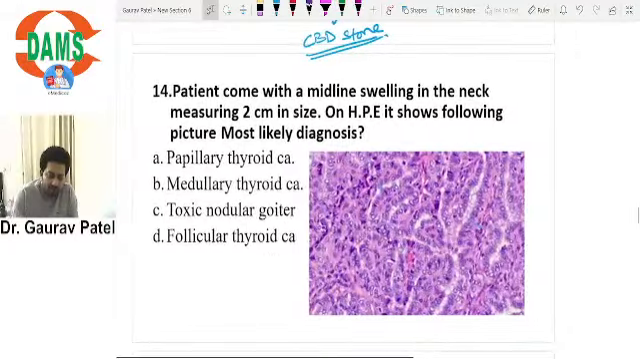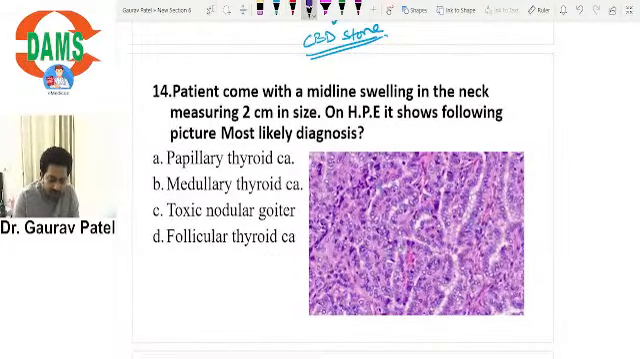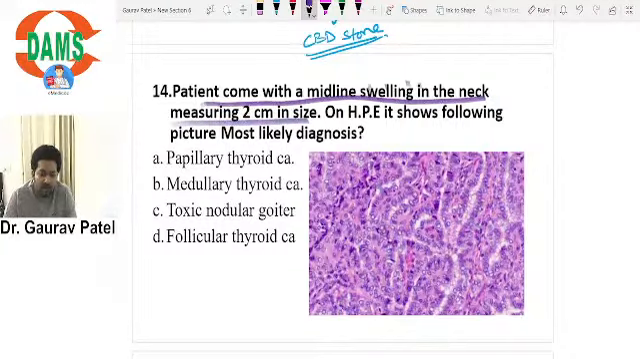This is also, I'm sure most of you have marked this correct. Patient comes with a midline swelling of the neck measuring 2 cm. Midline neck swellings are mostly thyroid. To confirm, you ask the patient to swallow, and if the swelling is moving with the deglutition, it is thyroid. On histopathology, it shows the following picture. What is the most likely diagnosis?